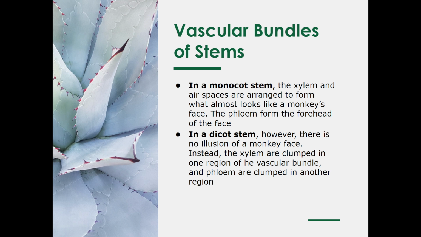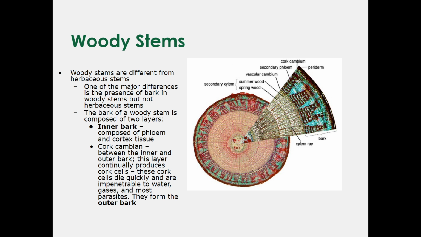So let's not forget how the vascular bundles look. Again, in monocots, they look kind of like a monkey's face, with the phloem forming the forehead of the face. Think monocot monkey face for stems. And for the dicot, there is no illusion of a monkey face. We see the xylem clumped in one region and the phloem clumped in another region. It kind of looks like a mushroom. And mushrooms would have two parts. They would have a stalk and a cap. That's one way to remember the dicot.